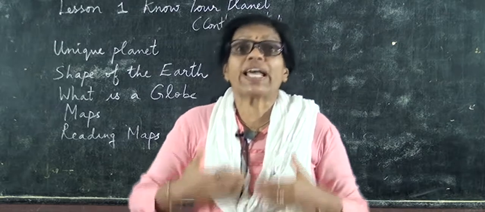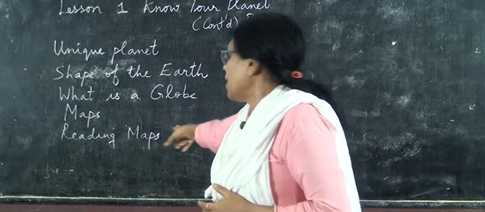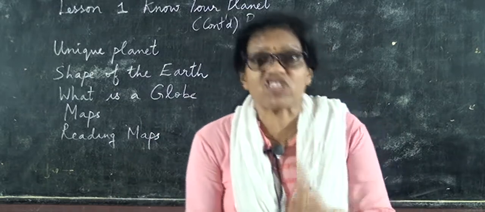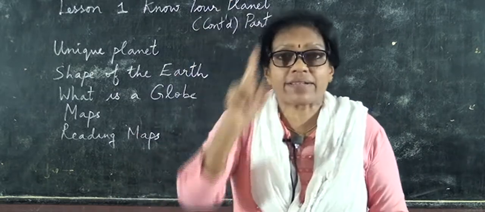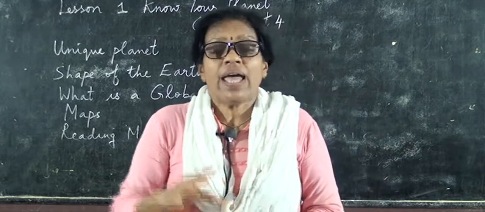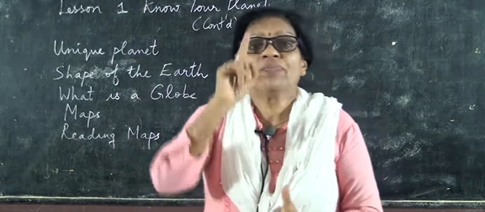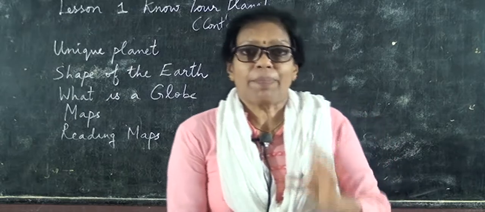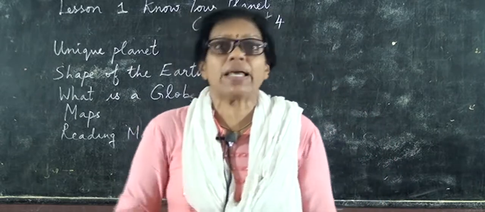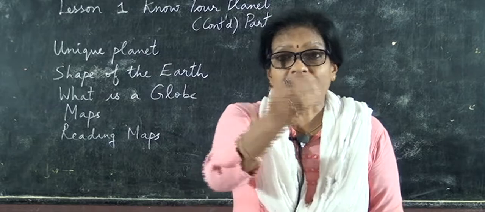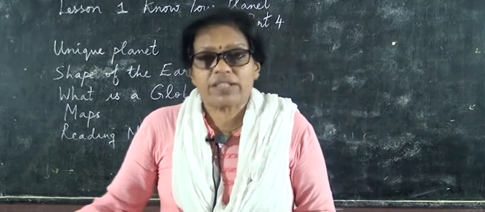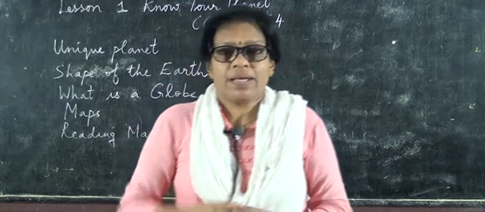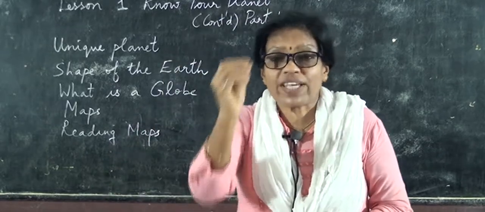Now next, how can we read maps? Reading maps. By looking at the direction. You all know there are 4 main directions: north, south, east, west, and intermediate directions also: northeast, northwest, southeast, southwest. And also scale. By looking at the scale also we read the map. You know scale, the ratio between the actual distance and the distance we take on the map, that's called the scale of the map. Then symbols, by looking at the symbols we can also read the maps.